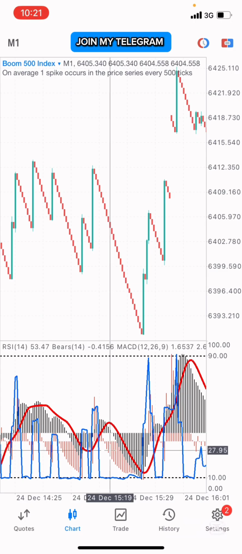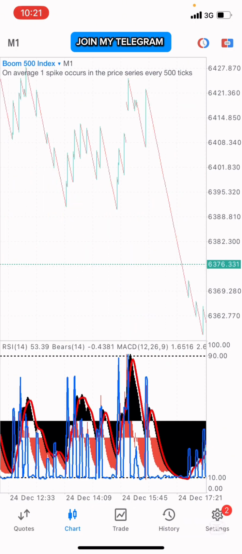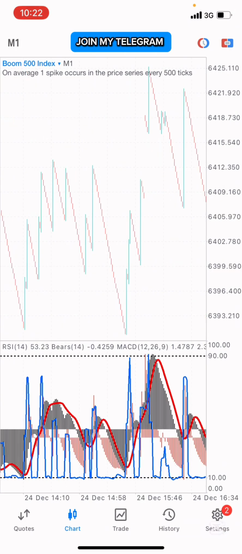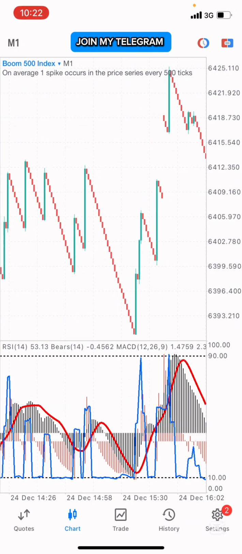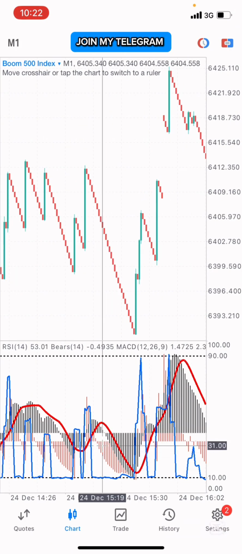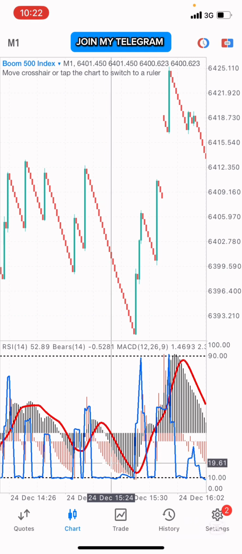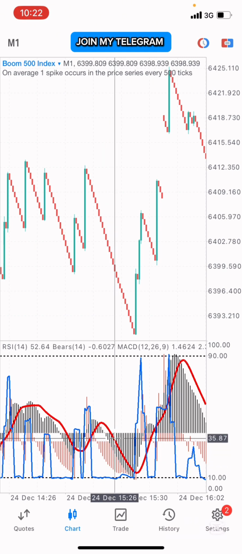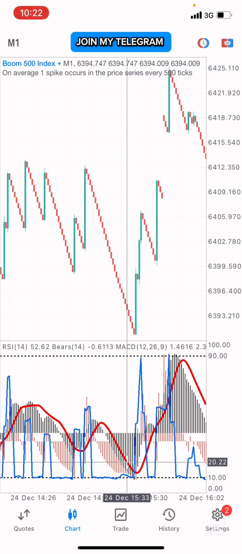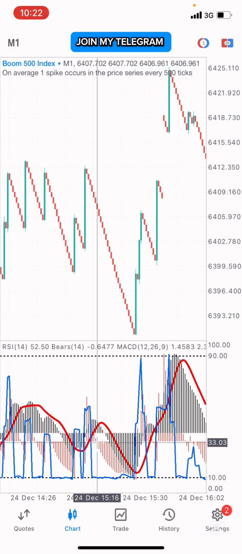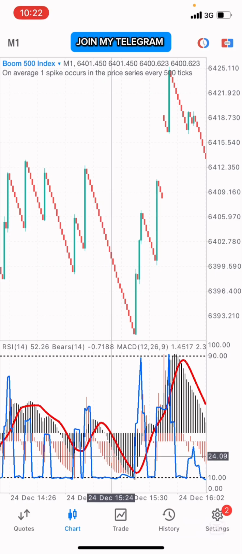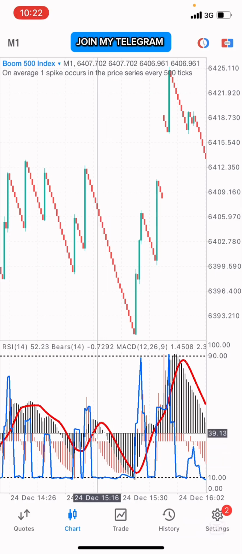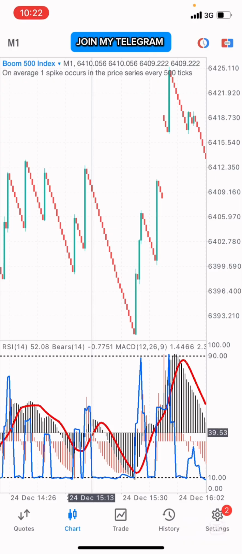Okay, so at this very point right here, you zoom to the third zoom level. 1, 2, 3. This is the third zoom level, right? Then you can see that this BS power right now is currently facing the downward trend, and the MACD is also facing the downward trend as well. So at this point right here, when you see an opportunity like this, you enter into the market for 5 candlesticks.